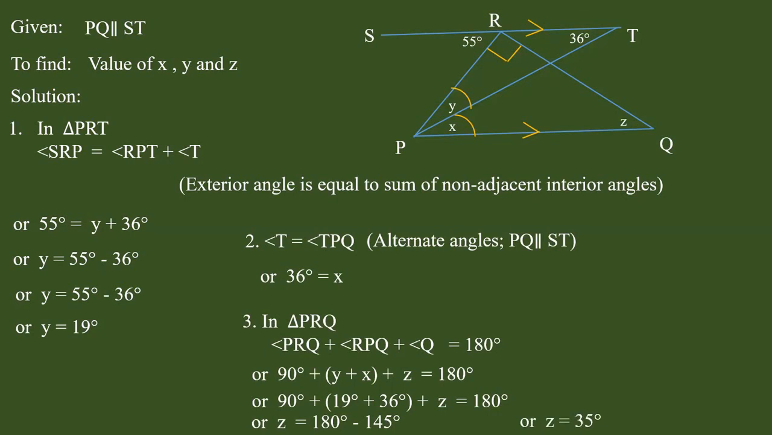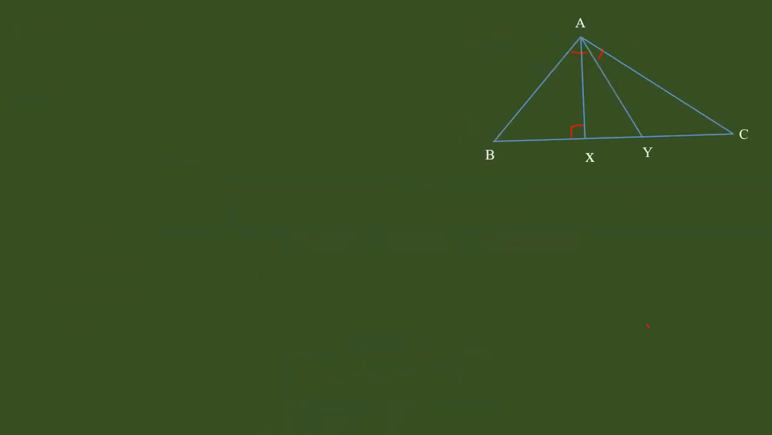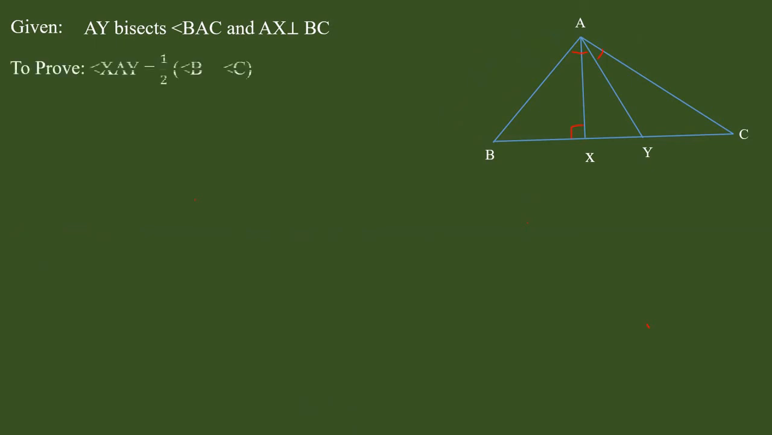Okay. Let's move to the next question now. So this is a little bit different question. There are no values. Let's see what is given in this figure. In this figure, the given is that AY bisects angle BAC and AX is perpendicular to BC. You can clearly see it in the figure. Now here, we have to prove that angle XAY equals 1 by 2 of angle B minus angle C. We are not finding any values, we are just proving XAY equals half of B minus C.